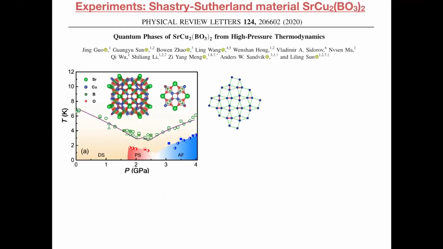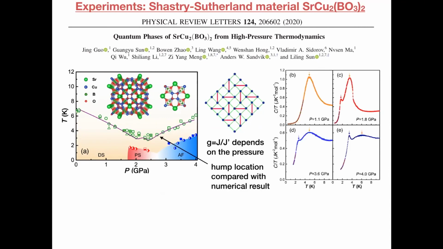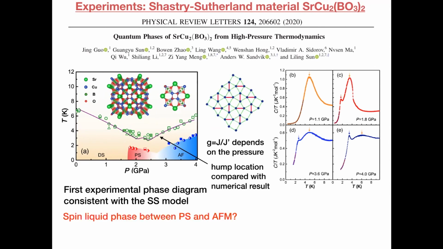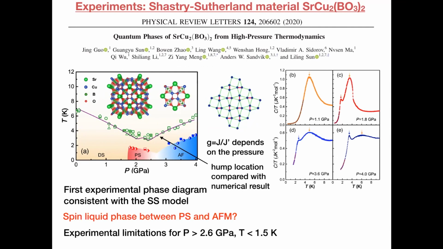this experiment, this material, which is strontium copper borate, which people have studied for a long time, but only recently under very high pressure, and even more recently under high pressure and high magnetic field. And it has some low temperature plaquette singlet phase and antiferromagnetic phase. Intriguingly, in between, nobody has seen any phase transition, and that would fit with this spin liquid that we have proposed. But there are some experimental limitations there.